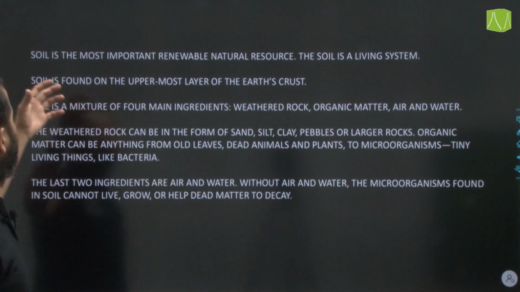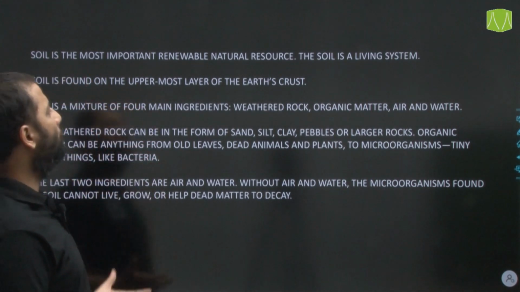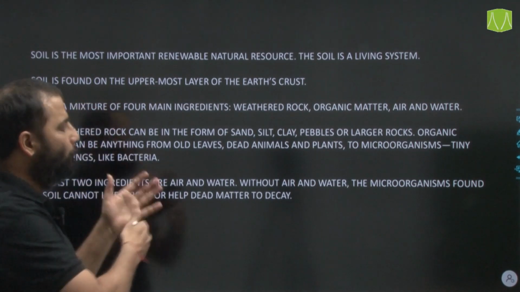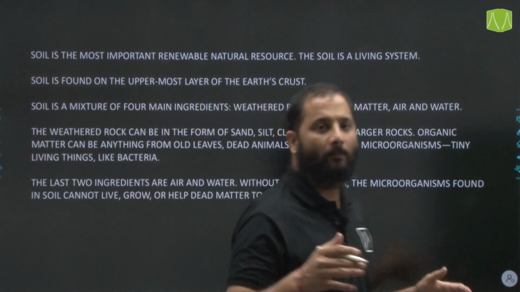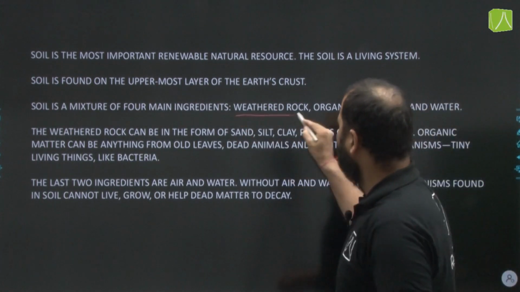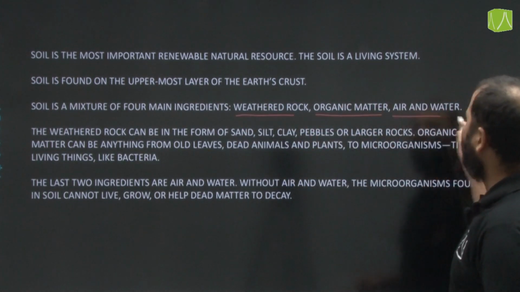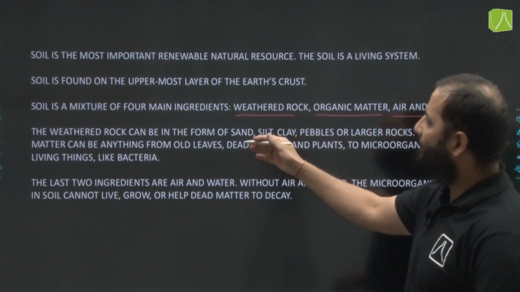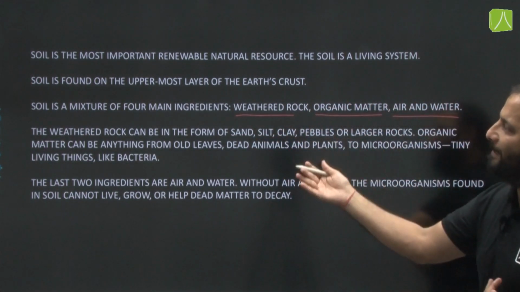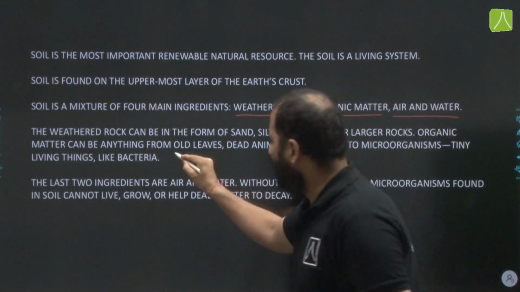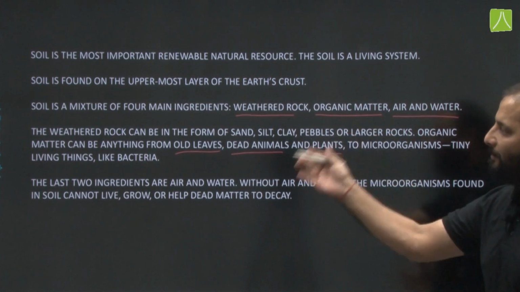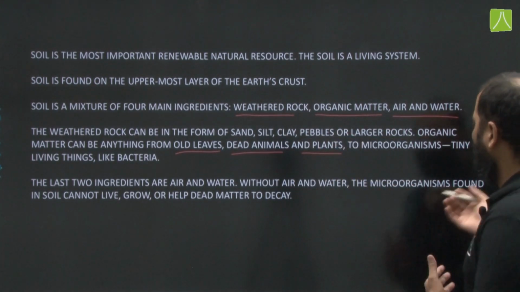Now again, soil is the most important renewable natural resource, and the soil is like a living system. Soil is found on the uppermost layer of the earth's crust. Soil is a mixture of 4 main ingredients, that is weathered rock, organic matter, air and water. Weathered rock can be in the form of sand, silt or clay, pebbles or larger rocks. Organic matter can be anything from old leaves, dead animals and plants to microorganisms, and the last two ingredients are air and water.